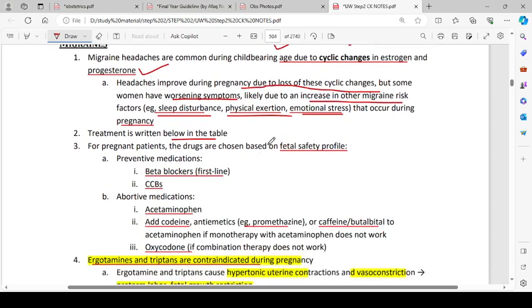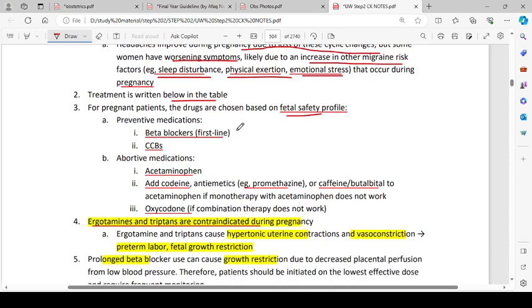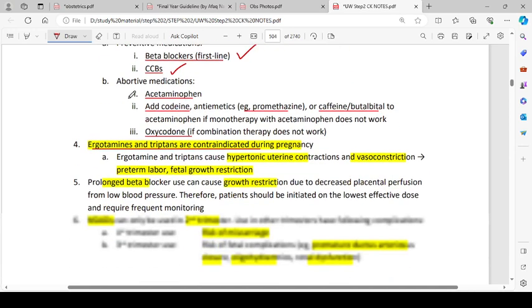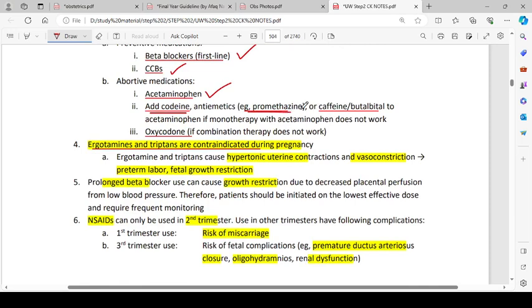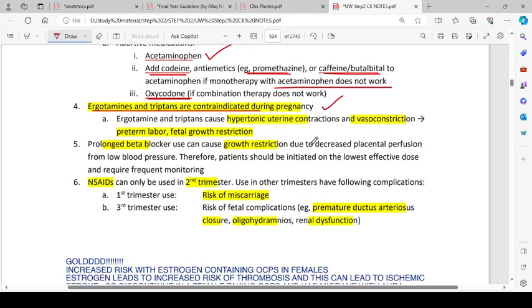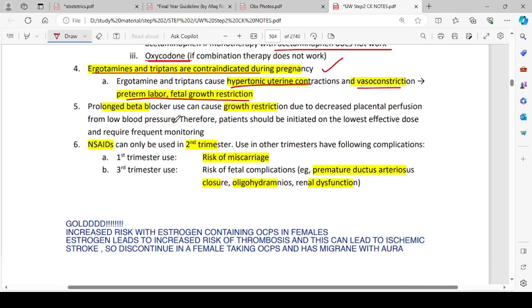For pregnant patients, the drugs are chosen on fetal safety profile. Preventive medications are beta blocker first line, calcium channel blockers, abortive medications like acetaminophen, add codeine, antiemetics like promethazine or caffeine, butalbital to acetaminophen if monotherapy with acetaminophen does not work, oxycodone if combination therapy does not work. Ergotamine and triptans are contraindicated during pregnancy. Ergotamine and triptan causes hypertonic uterine contraction and vasoconstriction, preterm labor, fetal growth restriction.